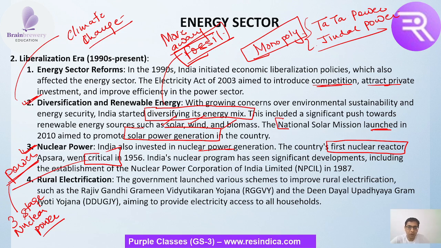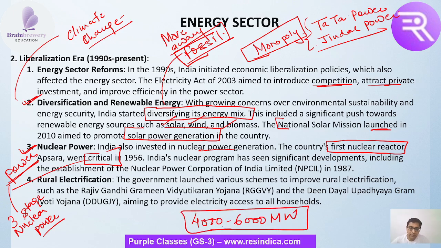At various places right now we have nuclear power plants, and I think till now we are generating around 4,000 to 6,000 megawatt of electricity, and we will be updating you with the current affairs data regarding that. We will be telling you how much power we are generating from the nuclear power plants.